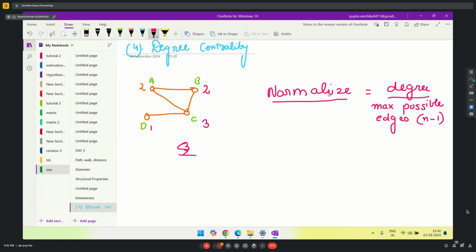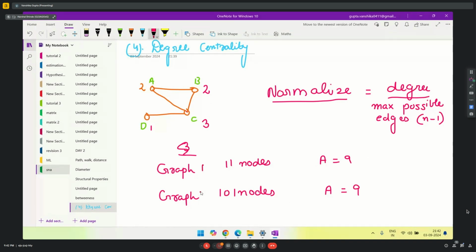So there is no role of normalization that you can see. But for example, I have a graph which has 11 nodes, and the degree centrality of a node A is 9. Then I have another graph which has 101 nodes, and the degree centrality of a point A is 9 here also. So in which graph, graph 1 or graph 2, is more dense?